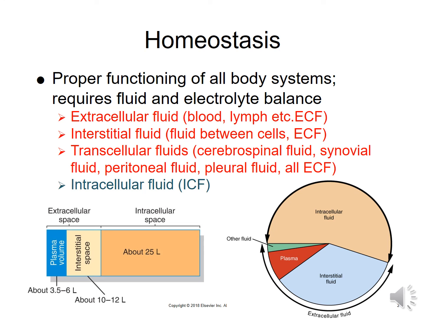In that little bar graph to the left, you've got about 3.5 to 6 liters of plasma, and in the interstitial space, or the spaces between the cells, you've got about 10 to 12 liters. So at the maximum, you've got about 18 liters of extracellular fluid, whereas the intracellular fluid is about 25 liters. And if you like to look at a pie chart better, you can look at the pie chart on the right to get a visual of how the fluids are distributed in the body.